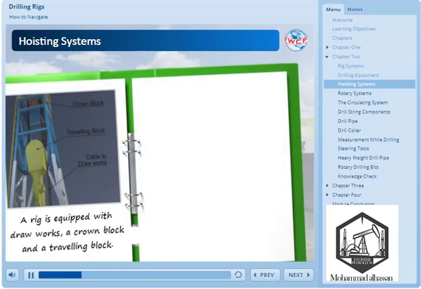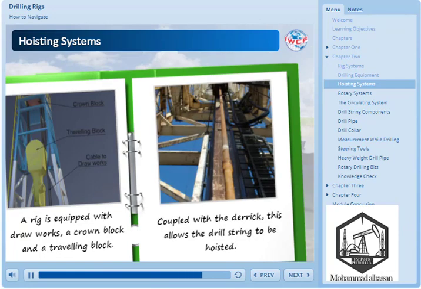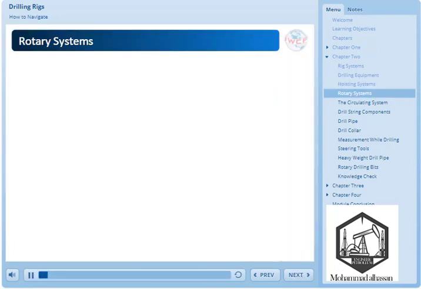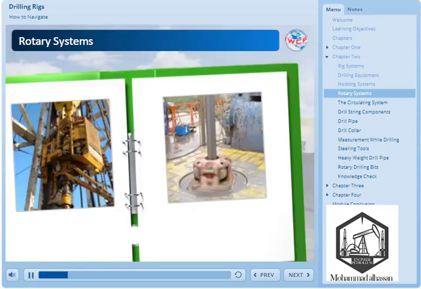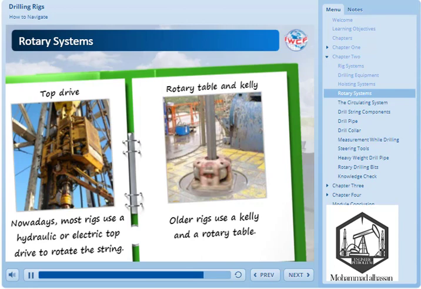A rig is equipped with drawworks, a crown block and a travelling block, which, coupled with the derrick, allow the drill string to be hoisted. The two most common types of drilling method are top drive and rotary table and Kelly. Nowadays most rigs use a hydraulic or electric top drive to rotate the string. Older rigs use a Kelly and a rotary table. Many operations are carried out using a downhole motor to turn the bit.